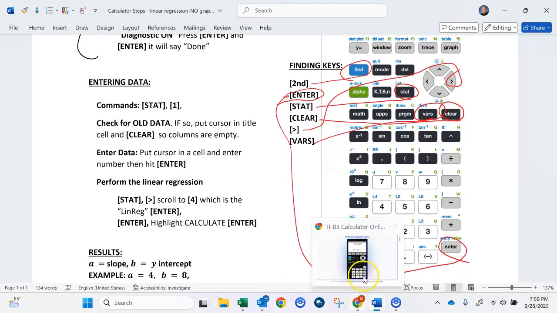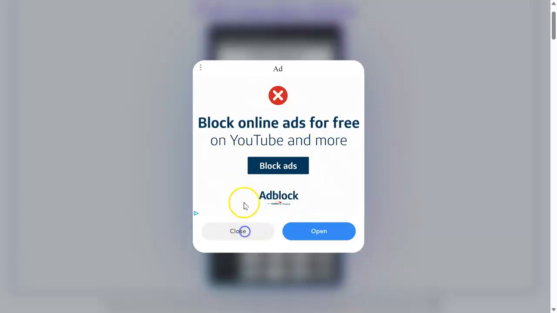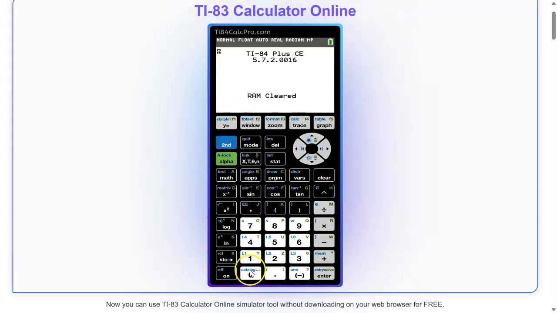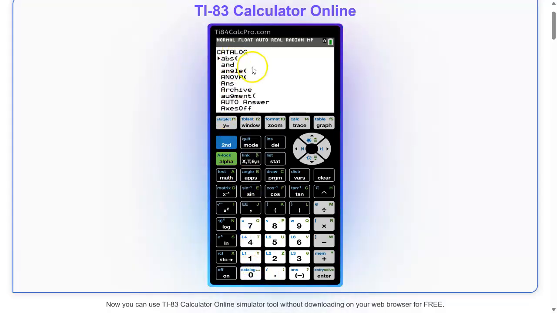So let me show you over here. Close that. Second 0. And then we're going to scroll all the way down to where it says diagnostic on. Again, we only have to do it once. So we're going to use our scroll, which for you guys is going to be this button right here. Okay, keep going.